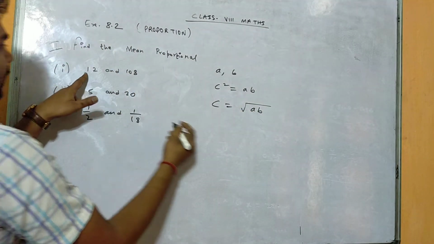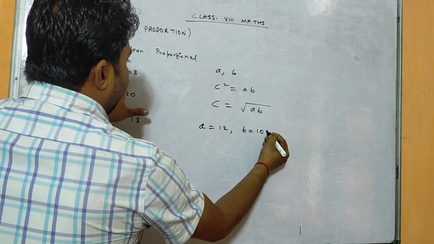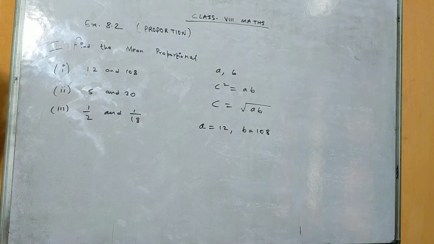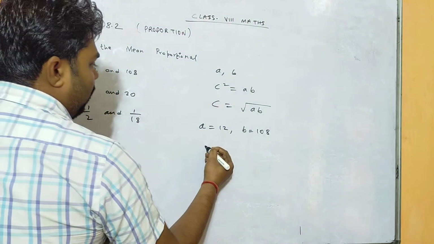So what is our A given? A is given 12 and B is given 108. Okay, so A is given 12 and B is given 108. So what will be our mean proportion?